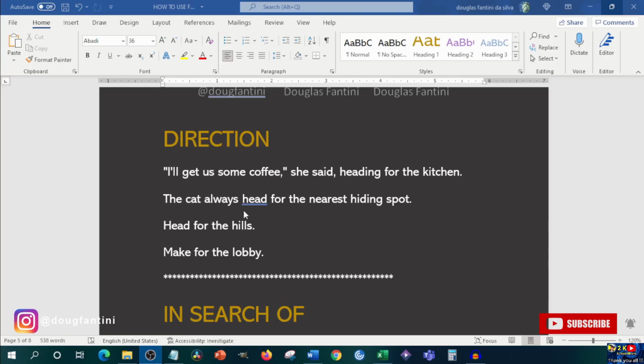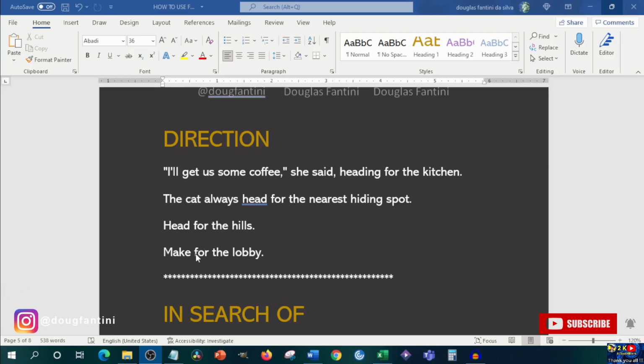The cat always heads for the nearest hiding spot. Okay, the nearest hiding spot is where the cat is going to go, but in this case, "head for" or "go to," it is better to use "head for" because the word "head" wants this preposition. So simple like that. Okay, very good.